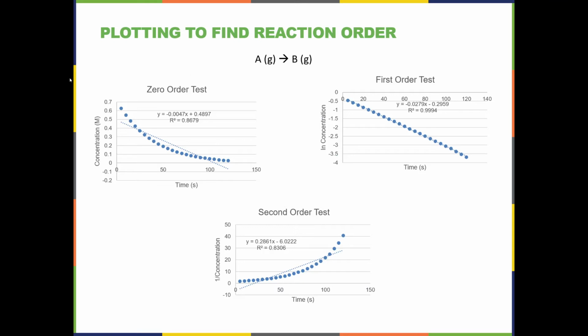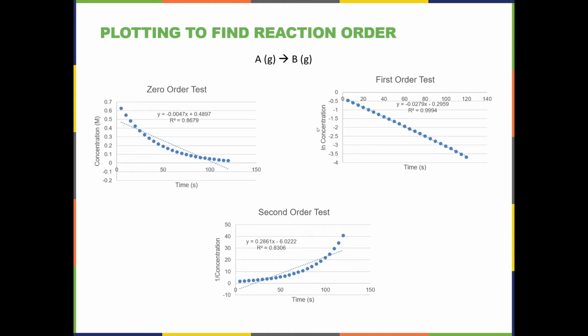Okay? If I plot the zero order test, I have the concentration of A versus time, and this clearly is not a straight line. If we look at the r squared here, which for a straight line would be 1, you can see that it's not even close, just by looking at it. The r squared is 0.86, which is not even close to 1. So we know this isn't zero order.